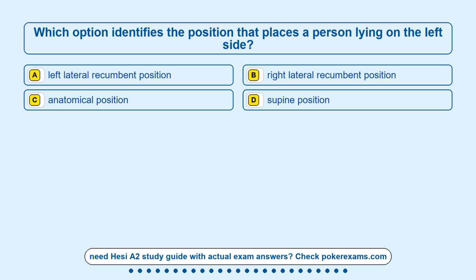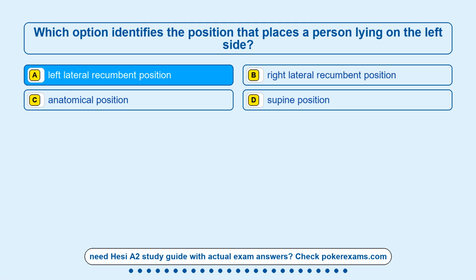Question 17. Which option identifies the position that places a person lying on the left side? Option A, left lateral recumbent position. Option B, right lateral recumbent position. Option C, anatomical position. Option D, supine position. The correct answer is option A, left lateral recumbent position.